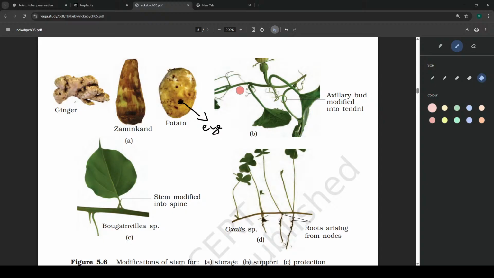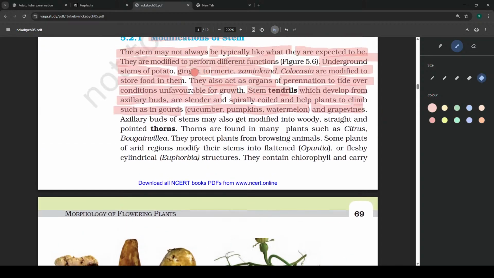In the case of pumpkins, cucumbers, and such, there are tendrils formed, and these tendrils help in climbing of the plants. It is very useful to remember that they develop from the axillary bud modified into a tendril. The axillary bud will get modified into a tendril for the plant's need for climbing. This is seen in cucumber, pumpkins, watermelons. These are called gourds, and also in grapes, grapevines.